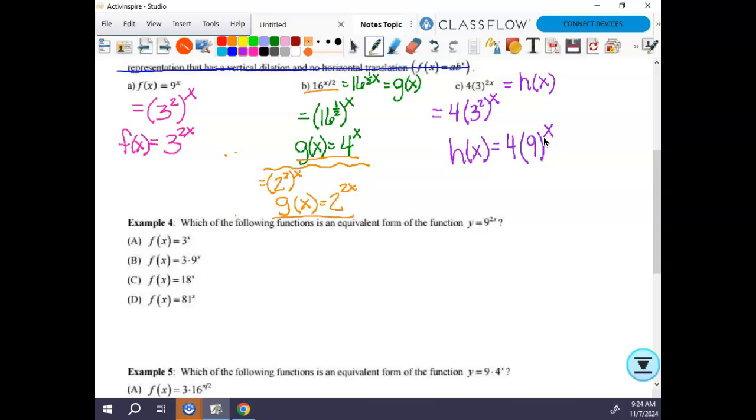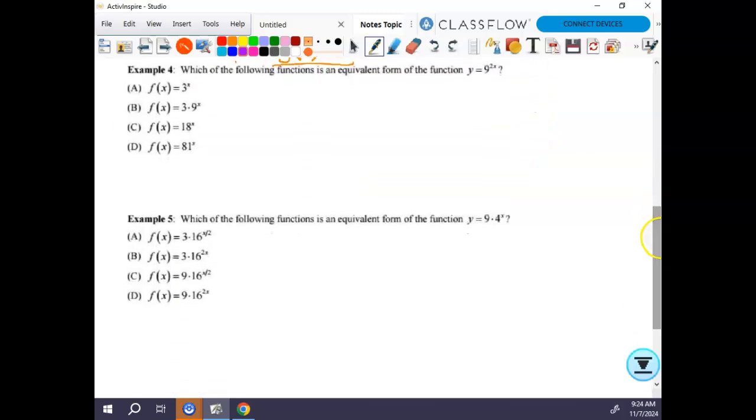Notice how these are all the exponent rules you already know. So don't put it in your brain as a brand new idea, because you do know how to do this stuff, I promise you. All right, so let's look at number 4. Here it just says, which of the following is an equivalent form? It doesn't tell me to not have a dilation or anything like that. So I could do this a couple of different ways. We're actually going to do this 2 different ways.